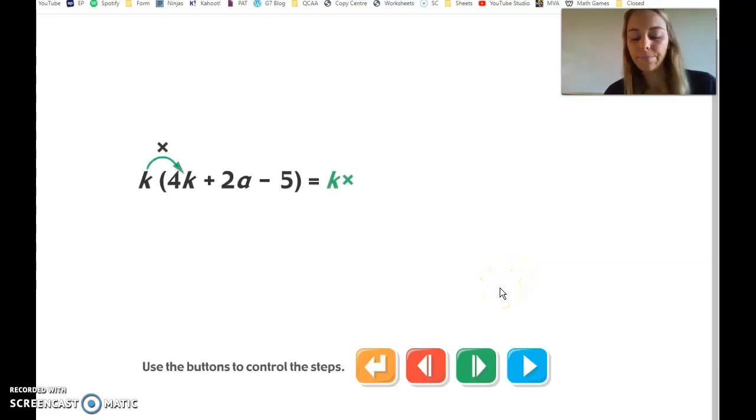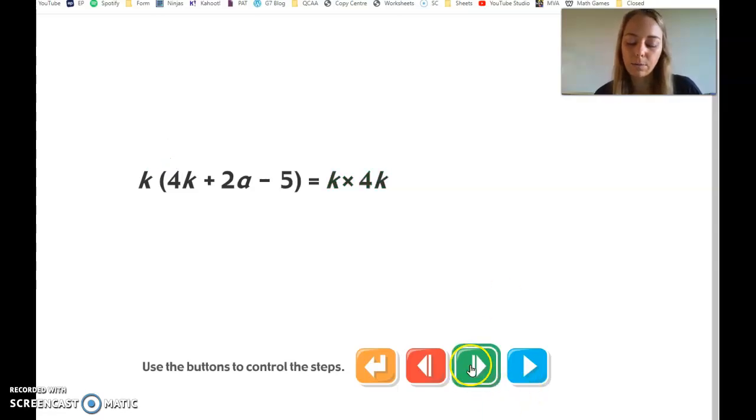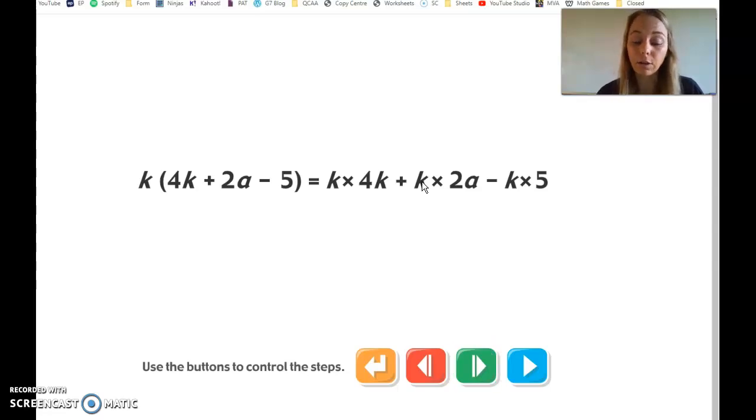K times 4k. This is the first step. Then we do plus, because there's that plus in the middle. K times 2a. We distribute to the second term. Then minus k times 5. And now we're actually in a state where we just need to use our previous algebra skills. So that first step is the new idea for today. The second step is your previous algebra skills. So now we need to simplify this one here.